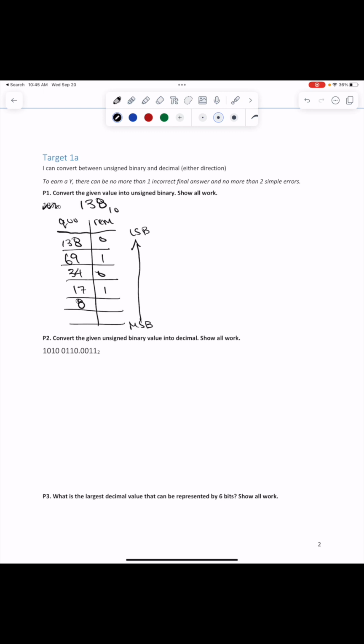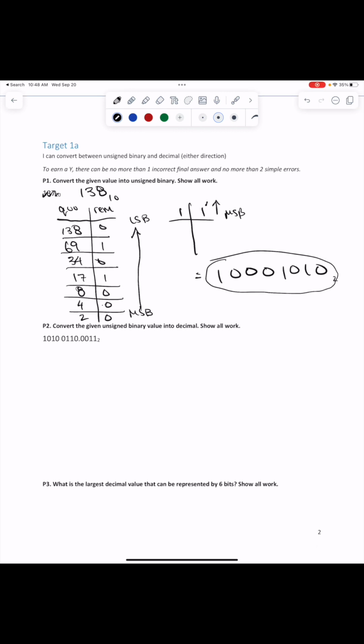Now 8 divided by 2 is 4, there is no remainder for that. 4 divided by 2 is 2, and there's no remainder for that. And then 2 divided by 2 is 1 and 0 remainder. And then we always end with 1 because this is the most significant bit here. So starting here, most significant bit, this equals 1, 0, 0, 0, 1, 0, 1, 0 in binary, base 2.